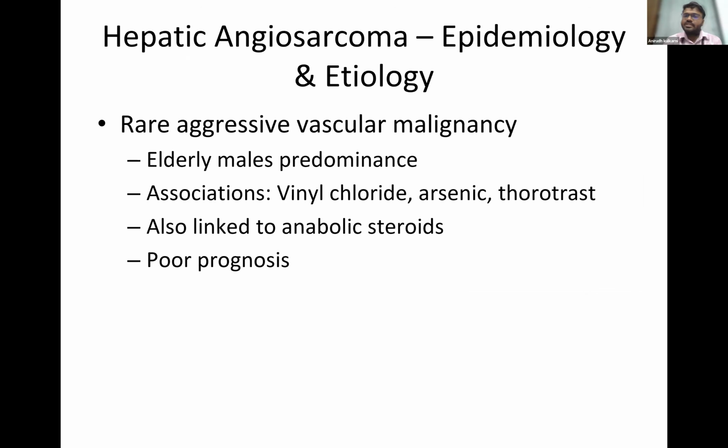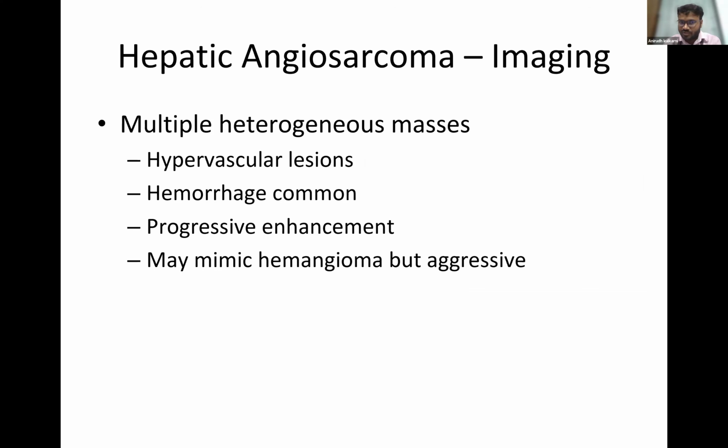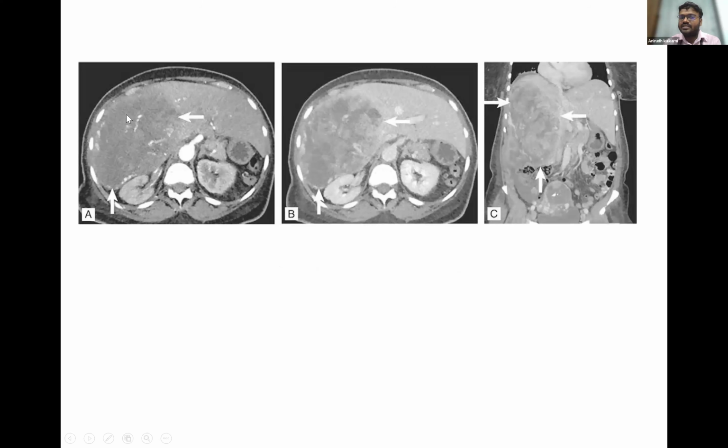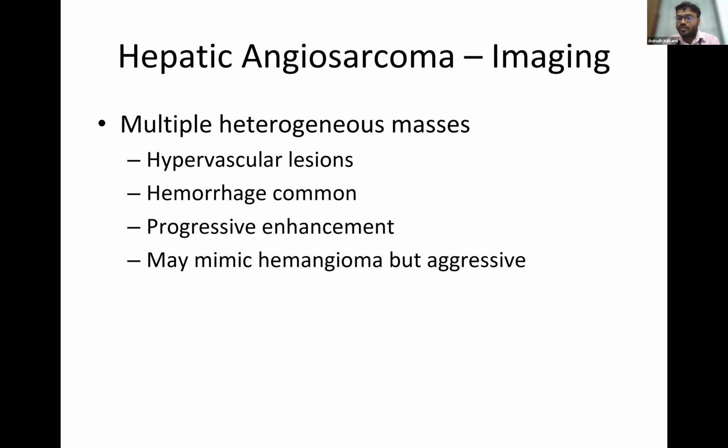So now we are going to see some rare tumors like hepatic angiosarcoma. So here we have multiple heterogeneous masses, hypervascular lesions, hemorrhage is common, and progressive enhancement. So here you can see the vessels also in this, and it is progressively enhanced. So large mass, heterogeneously enhancing, there is no washout, but it is showing progressive enhancement.